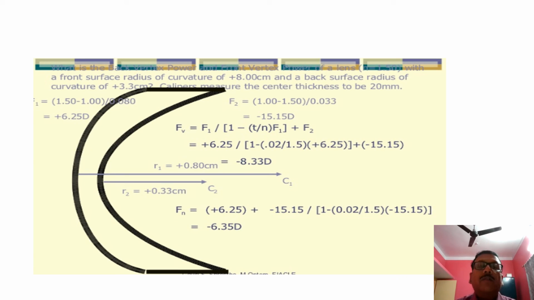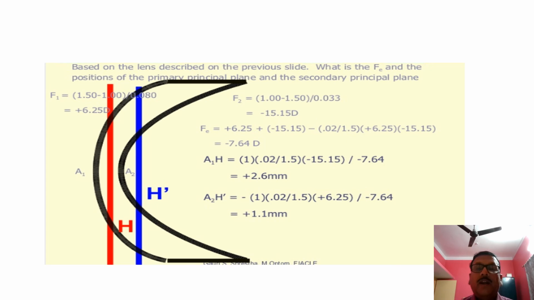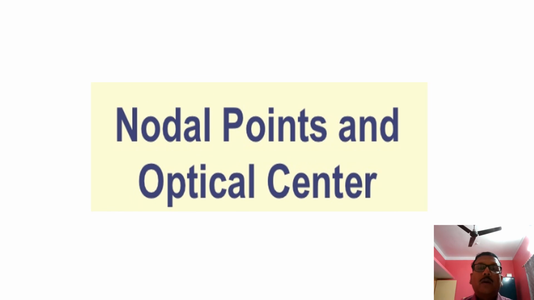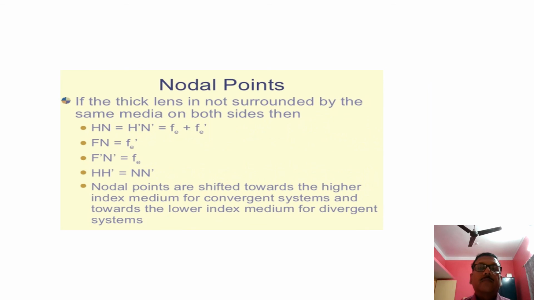Now a front surface radius of curvature is 8.00 centimeters, and here is some calculation which can be understood. Here again some calculation. Now we shall discuss nodal points and optical center. If the thick lens is not surrounded by the same media on both sides, then HN is equal to H'N' is equal to Fe plus Fe', where FN is equal to Fe', F'N' is equal to Fe, and HH' equals NN'.